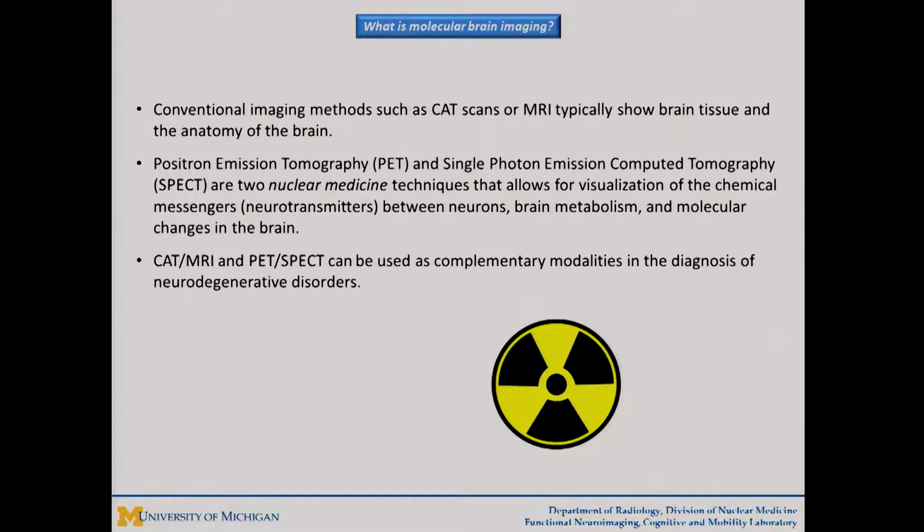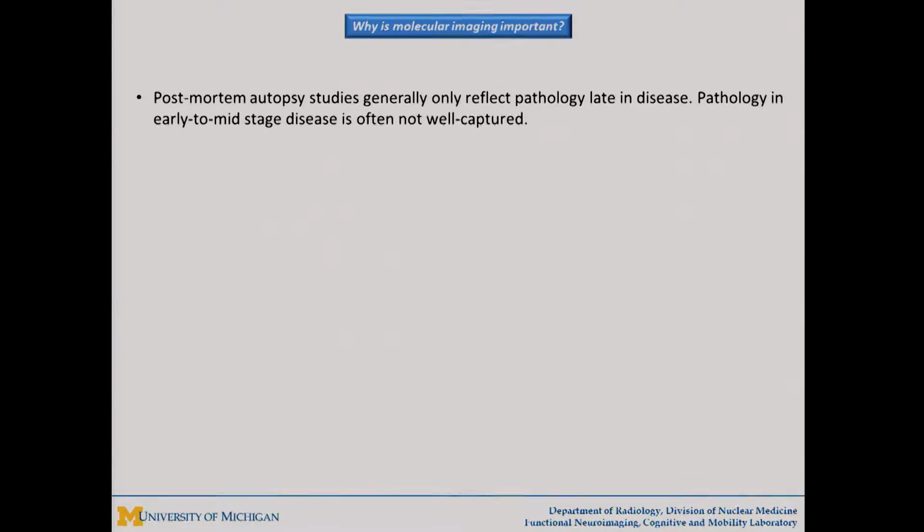And we use that to look at neurotransmitters in the brain. The neurotransmitters, you might have heard that already before today, are sort of the chemical messengers in the brain. We can look at other things in the brain as well. We can look at metabolic demand, and we also can look at molecular changes in the brain. So for our research, particularly in Parkinson's disease, we use both techniques in a complementary fashion to see what is going on in the brain of Parkinson's disease patients.